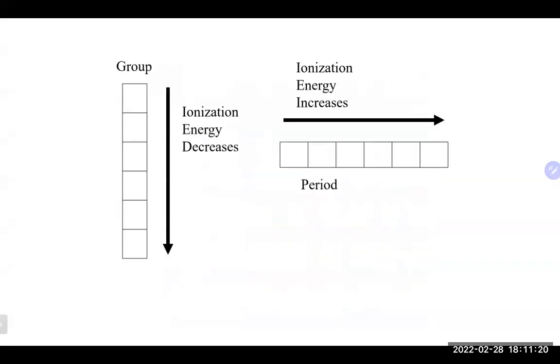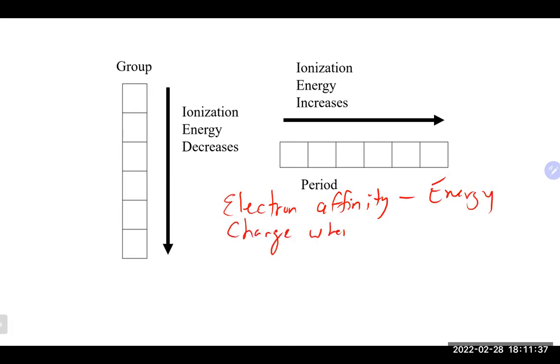Now, some other important trends. One is what is known as electron affinity. Electron affinity is the energy change when an atom gains an electron. And it also increases as you go up and to the right on the periodic table, and decreases as you go down on the periodic table and to the left.